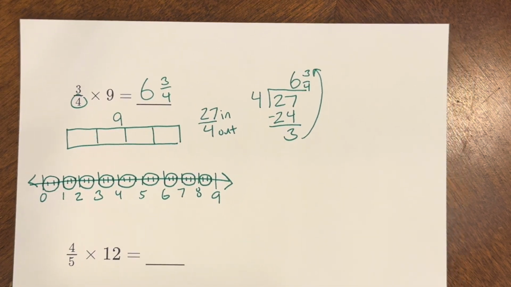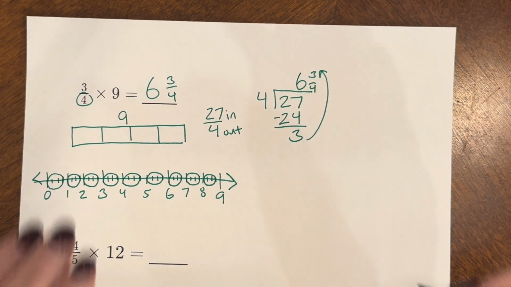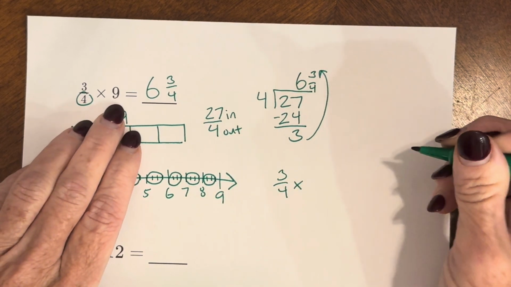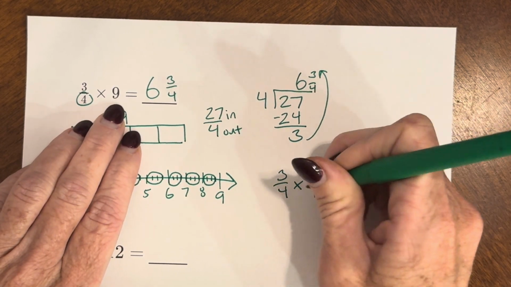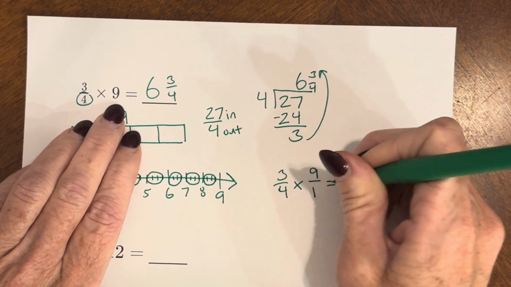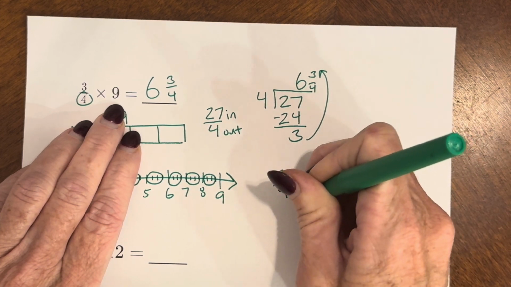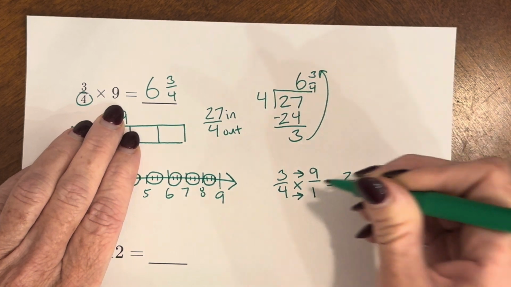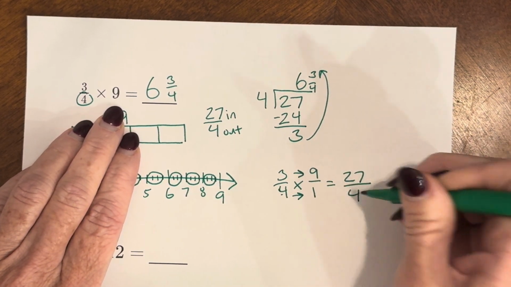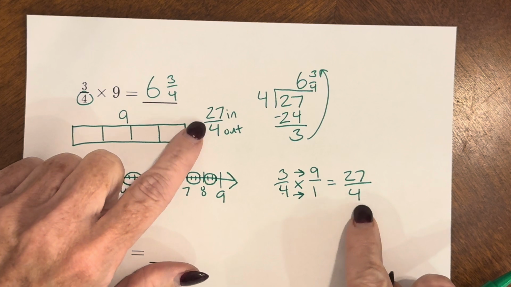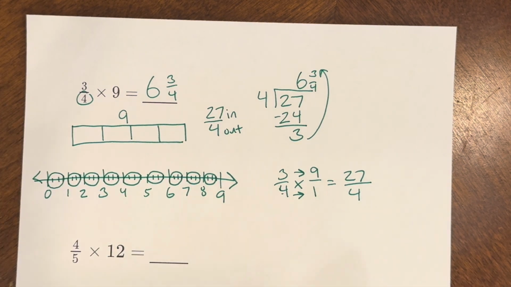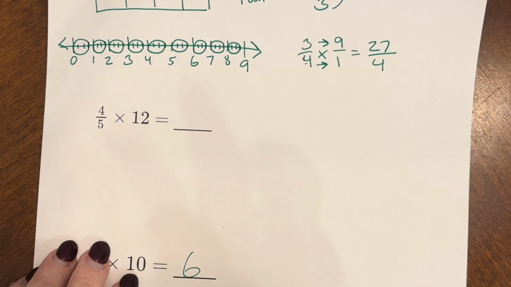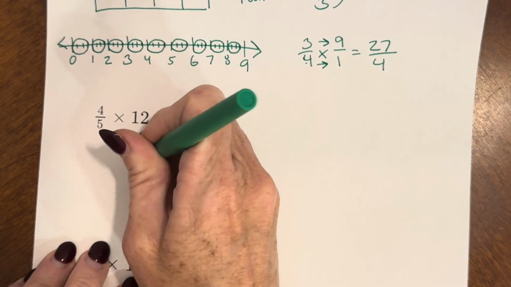So let's redo this one much quicker. So 3/4 times, instead of 9, we're going to put 9 over 1. And then we're just going to multiply straight across. 3 times 9 is 27, and 4 times 1 is 4. And look, we got the exact same answer. Now this one I let us skip, and look how quick we can do it using the algorithm.